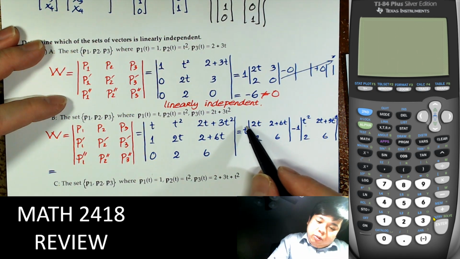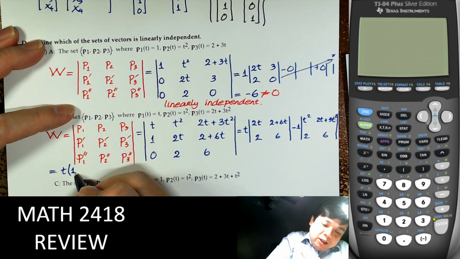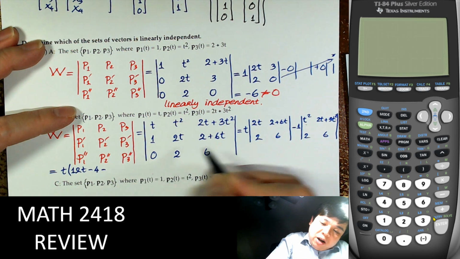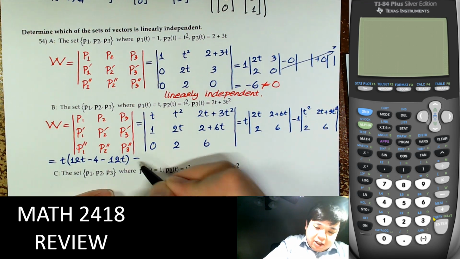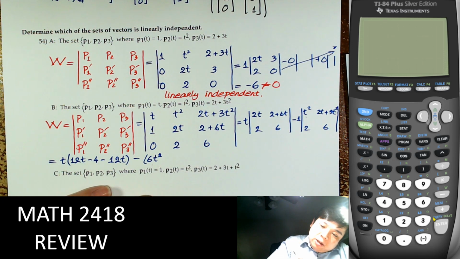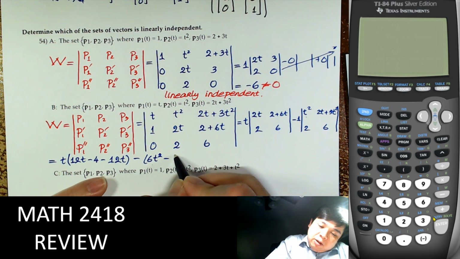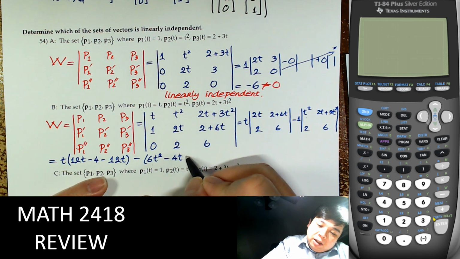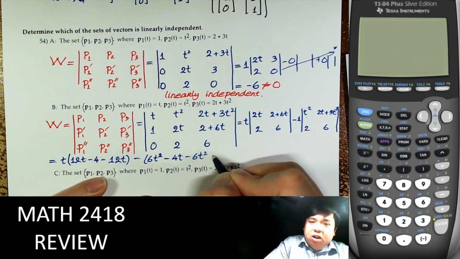Right, so the determinant is t times 12t, minus 4, minus 12t. Right, next, minus 6t squared, minus and then 6t squared, minus 4t, minus 6t squared. Just find the determinant, really.